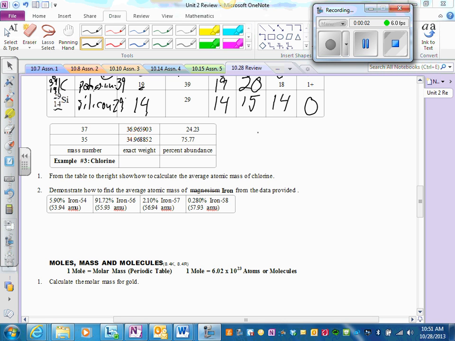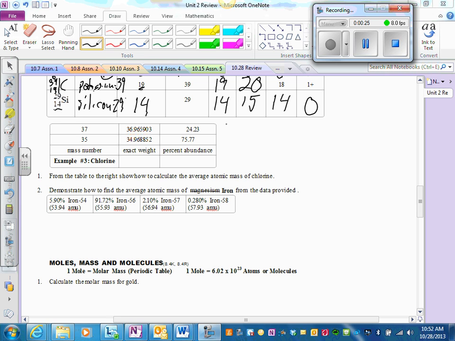To find the average atomic mass of an element, what we have to do is add up the different atomic masses of the different isotopes that we have. So in this case, we're going to do chlorine. Chlorine has two main isotopes, chlorine 37 and chlorine 35. So let's go ahead and add those up together right now.